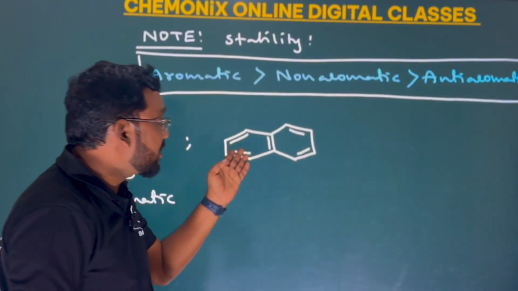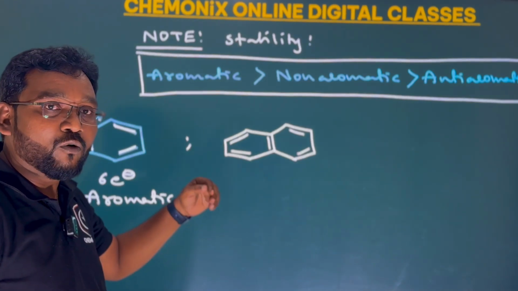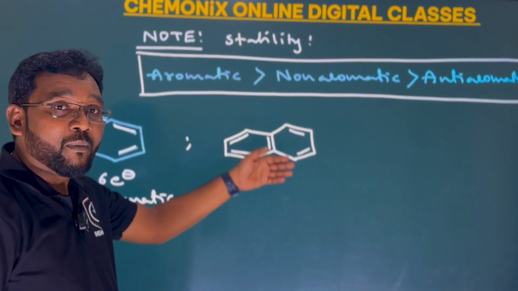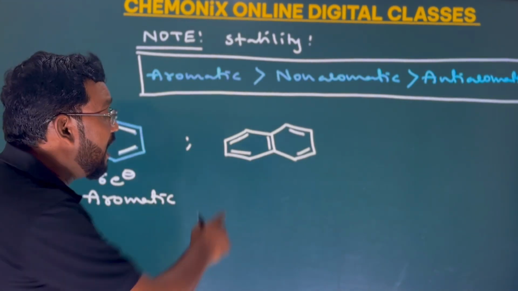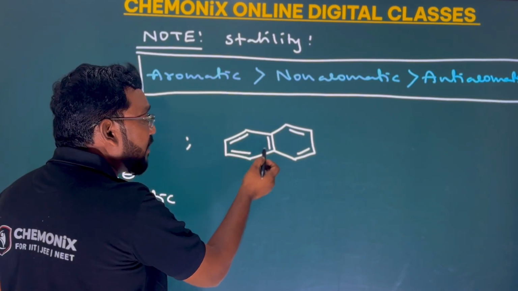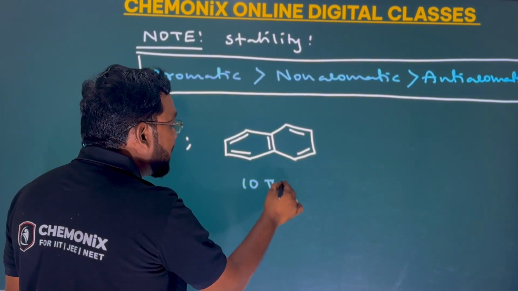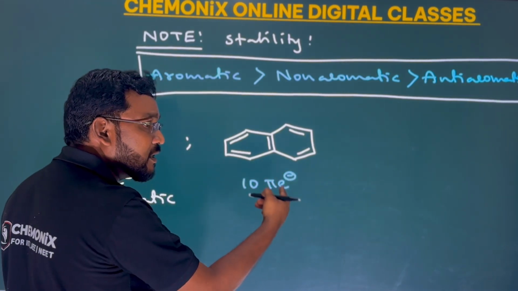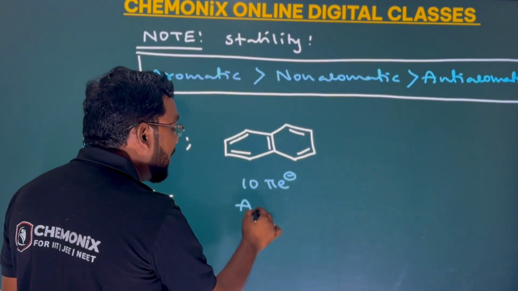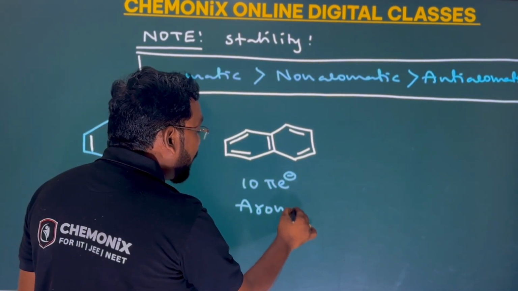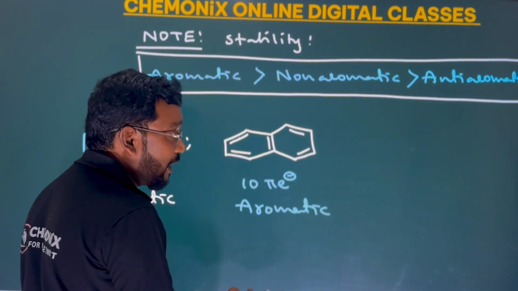Now, you see here, this is a 6-membered ring, this is also a 6-membered ring. No doubt continuous conjugation is there, so there will be planar rings here. And how many pi electrons are there? Total 5 pi bonds, so 5 into 2, 10 conjugative pi electrons are there. Since it has 10 conjugative pi electrons, it is satisfying Hückel's rule. Therefore, this naphthalene is called an aromatic compound.